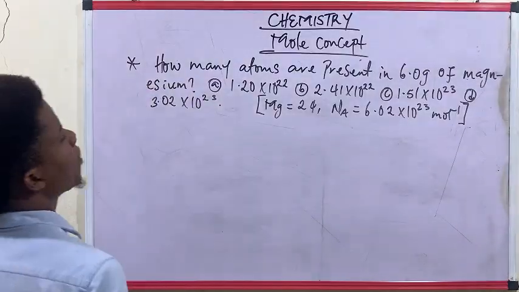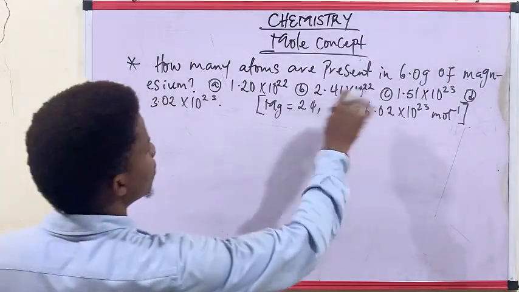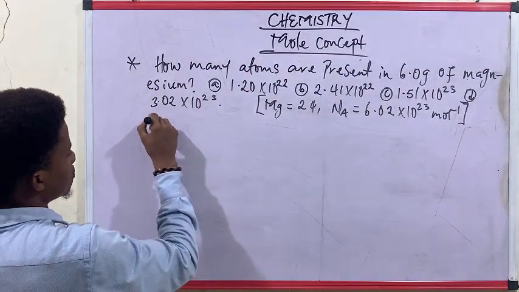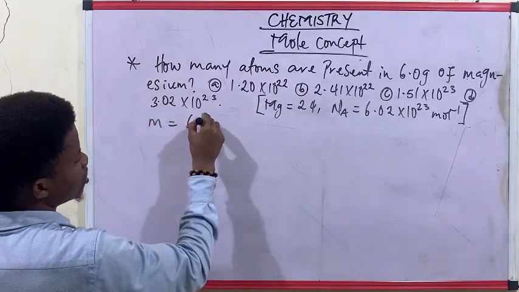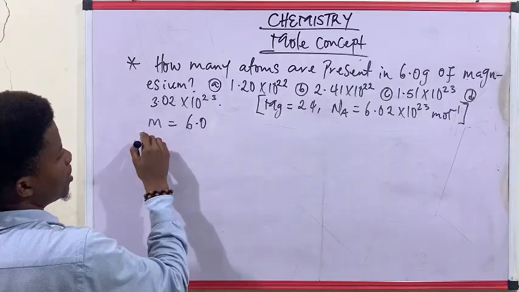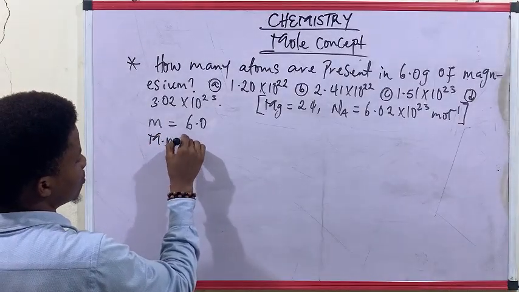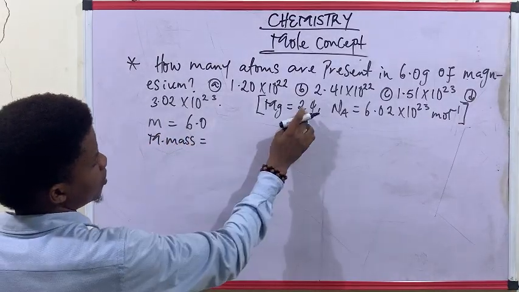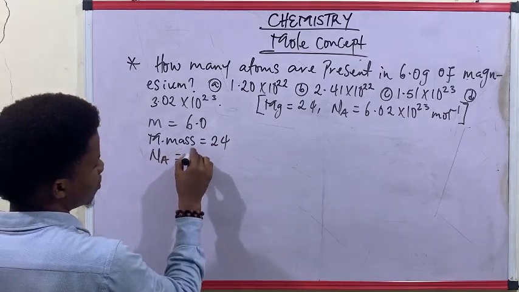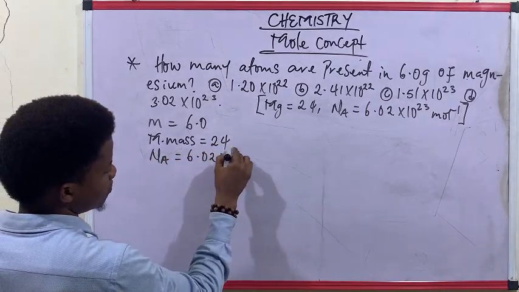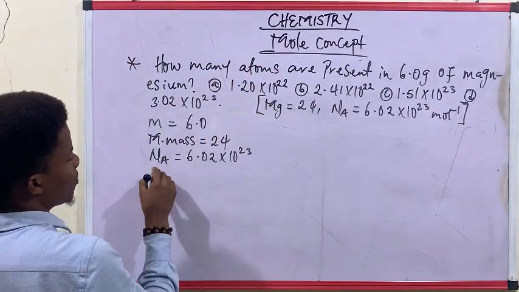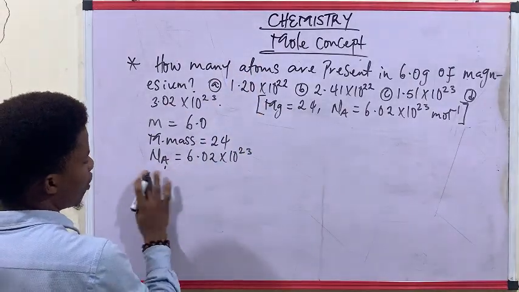Okay, so now, how many atoms are present in 6 grams of magnesium? So now we're given the mass of magnesium to be 6.0 grams. That's literally saying 6. Then the molar mass of magnesium is given to be 24, and we're given our Avogadro's number. The answer to find is how many atoms, so the number of atoms.